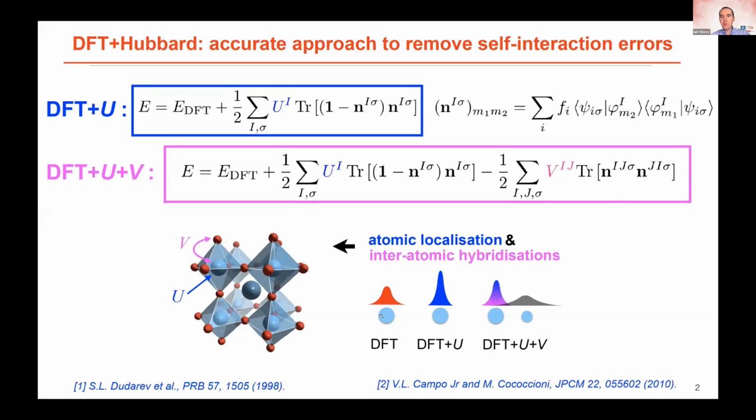In DFT we have delocalization error due to self-interaction. The d electron is over-delocalized, too spread out. When we apply the plus U correction to this d electron, it localizes more, so we can represent it as a sharper Gaussian. And if we add plus V, we keep the localization thanks to plus U, but at the same time we restore the hybridization with the ligands, in this case the oxygen p electrons.